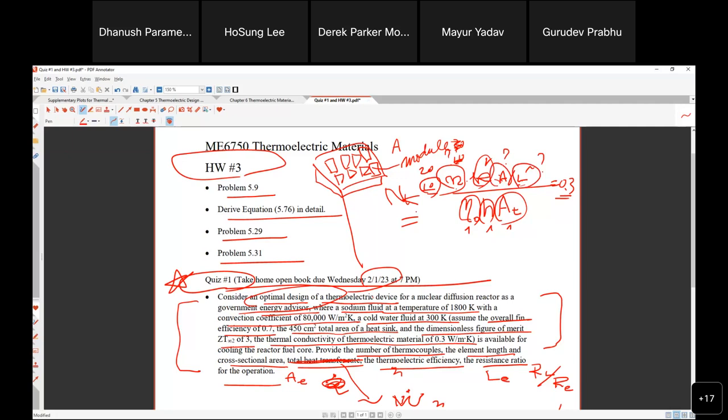This is a little bit challenging. I think so far, with just the last two lectures, you're going to design a thermoelectric module. That's too much. Well, I'd like to see how it goes. Okay, so that is the challenging part. Others are, I think, pretty easy.